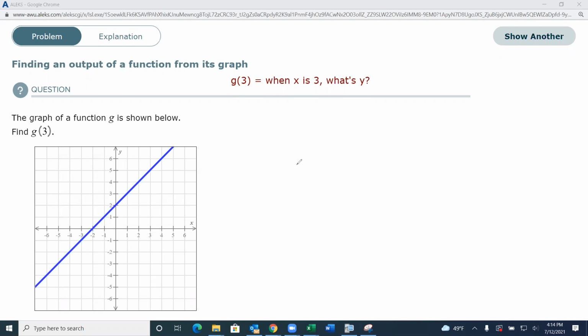So when x is 3, what's y? Well, when x is 3, y is 5. Oh, okay, cool. And that's it. The problem is done. There's nothing else to do. Let's try another one.